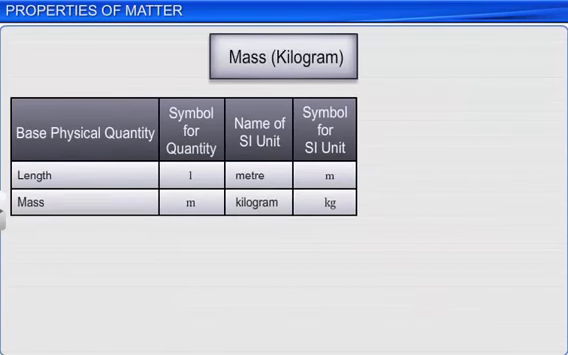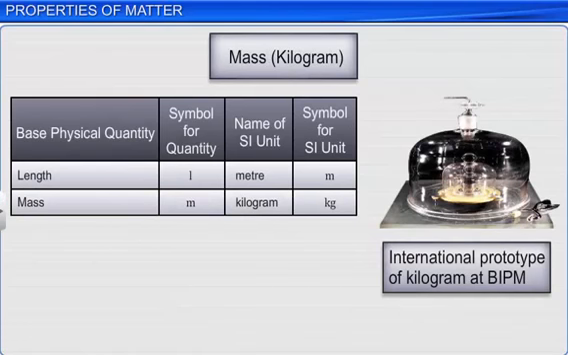The SI base unit of mass is kilogram, which is equal to 2.2 pounds. As per the SI unit, kilogram is the mass of a specific cylinder of platinum-iridium alloy kept at the International Bureau of Weights and Measures in France. Thus, it can be defined as the mass of the international prototype of the kilogram.